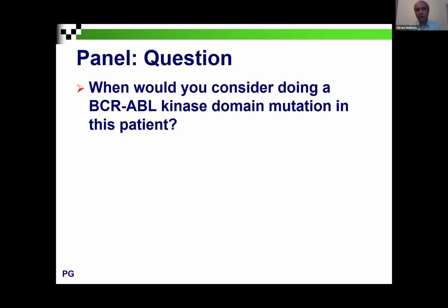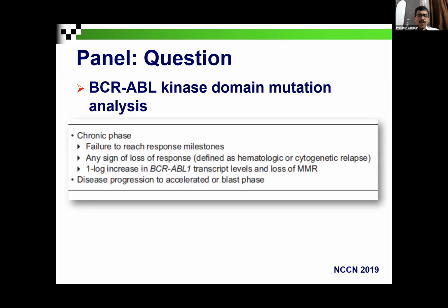This is to Dr. Prashant. When would you consider doing a BCR-ABL kinase domain mutation? Not just in this patient, but in any patient. We will do a kinase mutation in case there is a failure of therapy, or even sometimes when we are seeing these warning signs, we may want to do it. But generally, when there is a definite failure of therapy and we are considering switching to a second generation TKI or another TKI for any other reason, that's when we should definitely do a BCR-ABL kinase domain mutation.